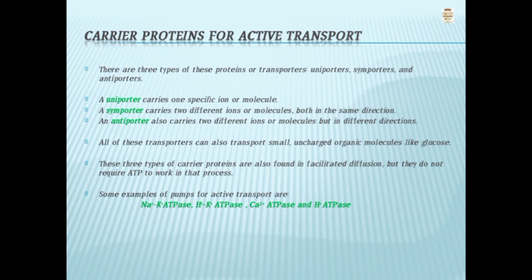These three types of carrier proteins are also found in facilitated diffusion, but they do not require ATP to work in that process. Some examples of pumps for active transport are sodium potassium ATPase, hydrogen potassium ion ATPase, and much more.